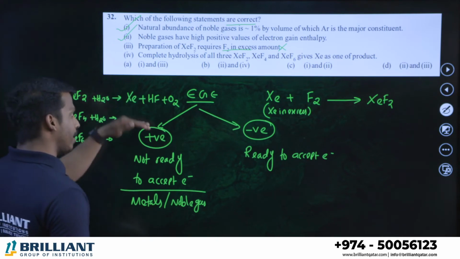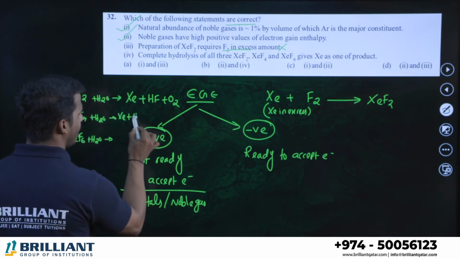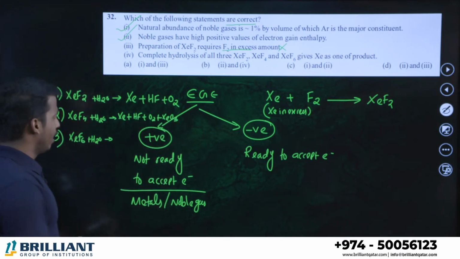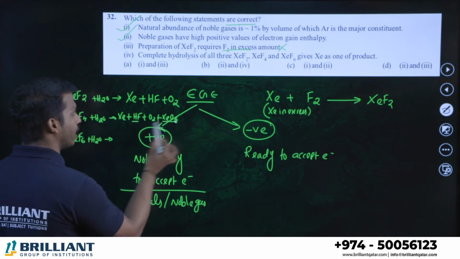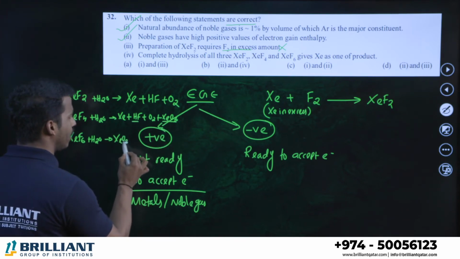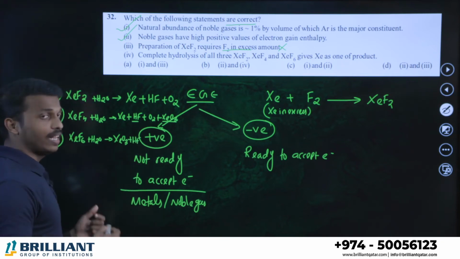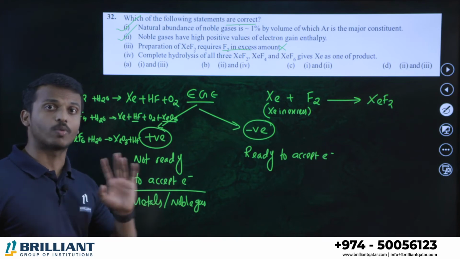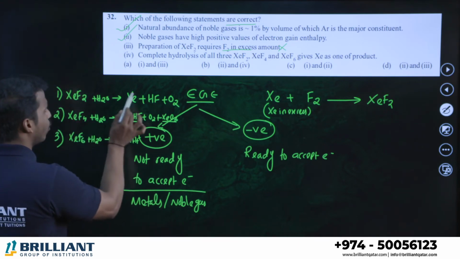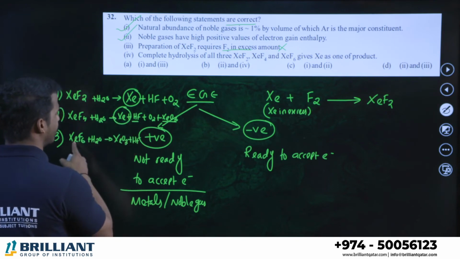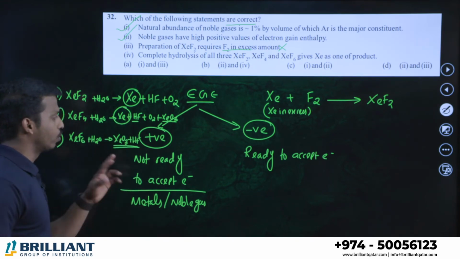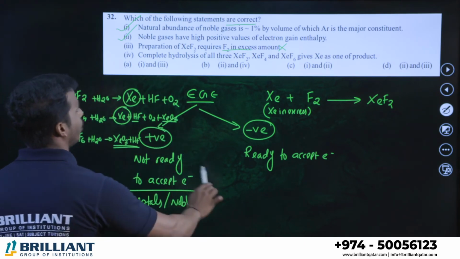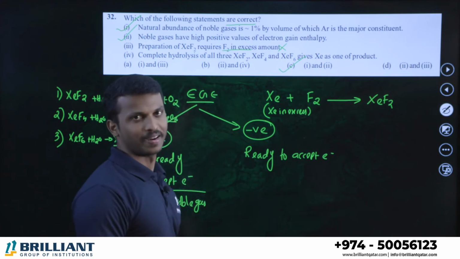XeF4 on hydrolysis gives the same three products, Xe, HF, O2, and one more product, that is XeO3. XeF6 on hydrolysis will give you only two products, XeO3 and HF. So they're saying that XeF2, XeF4, XeF6 on complete hydrolysis will give xenon as one of the products. Is it? No. XeF2 gives xenon, XeF4 gives xenon, but XeF6 does not give xenon. It gives XeO3 and HF. So that's also a wrong statement. Which of them are correct? Only 1 and 2 are correct. Option C is the correct answer.